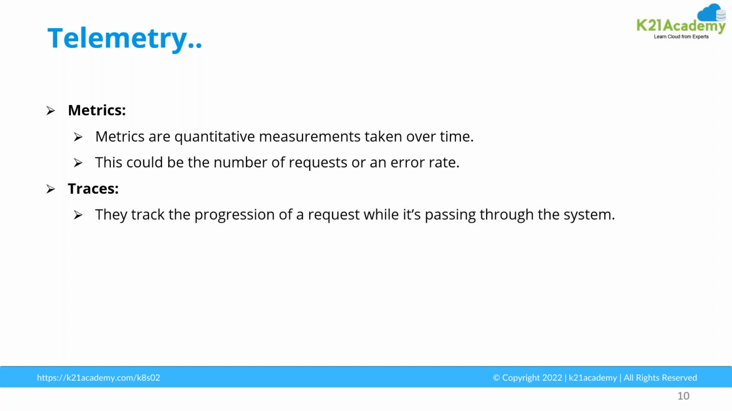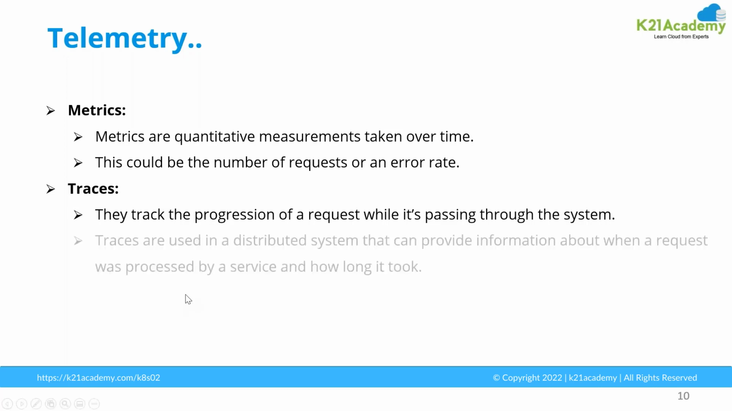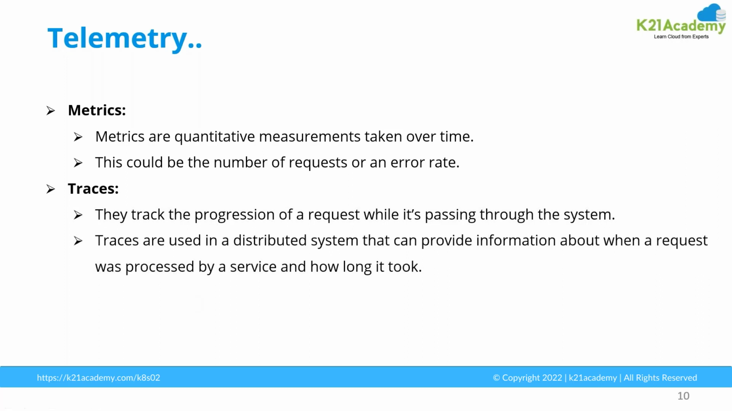And traces track the progression of a request while it is passing through the system. As I told you, the best example is when you create a pod, it goes through the entire process, through API, scheduler, kubelet, docker, and all those things, right? So this entire path from API to Docker will be tracked and maintained by the traces. Traces are used in a distributed system and can provide information about when a request was processed by a service and how long it took.